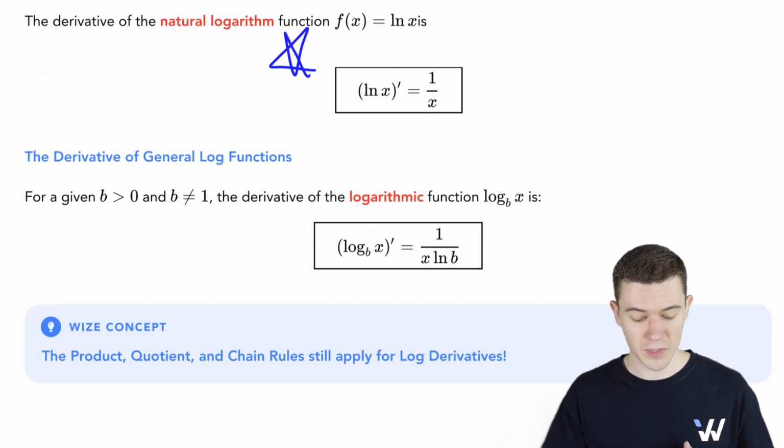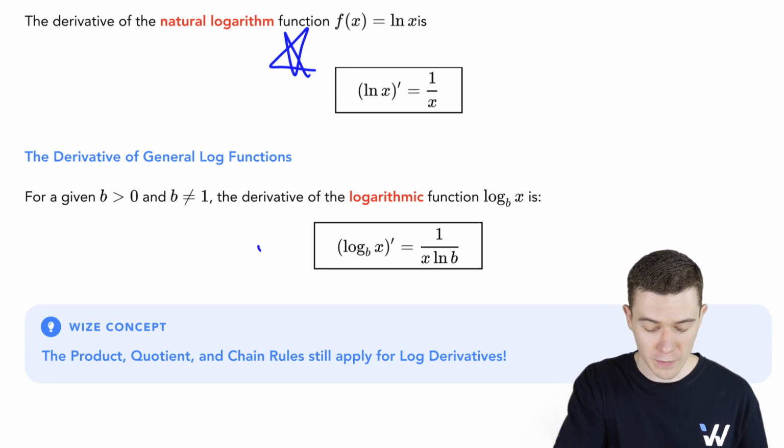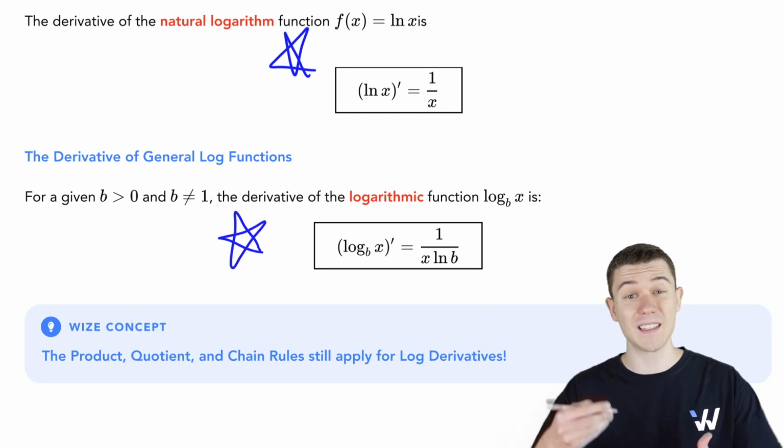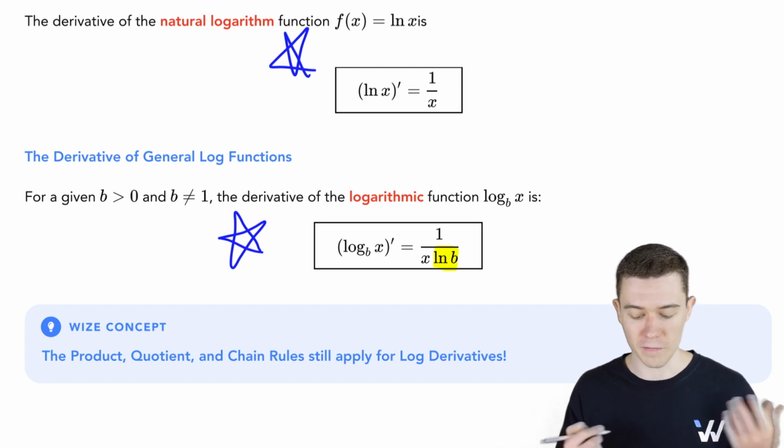More generally, take any b greater than 0 which isn't 1. If you want the derivative of log base b of x, it's still 1 over x. You just have to divide by that natural log of b term.